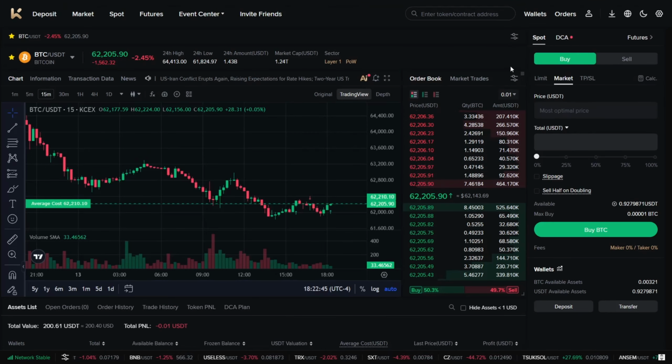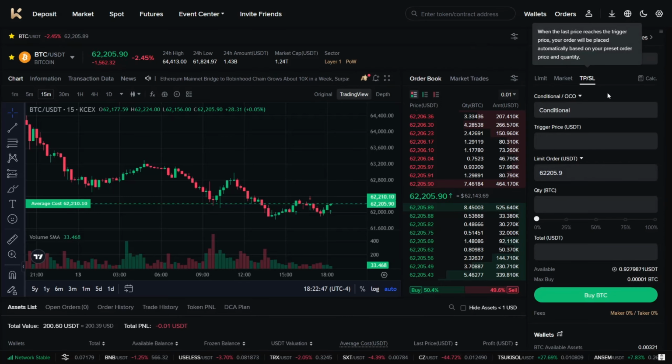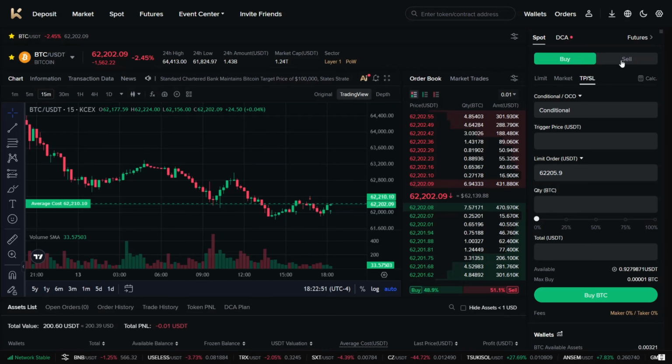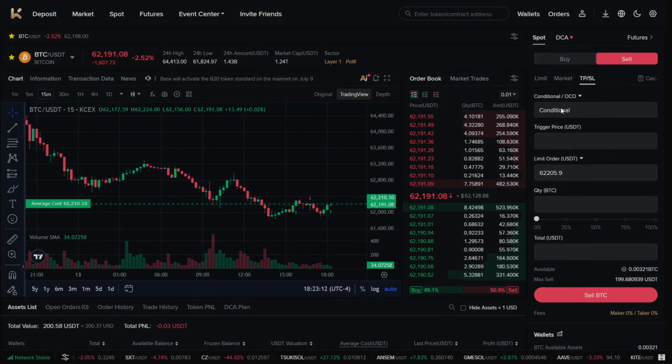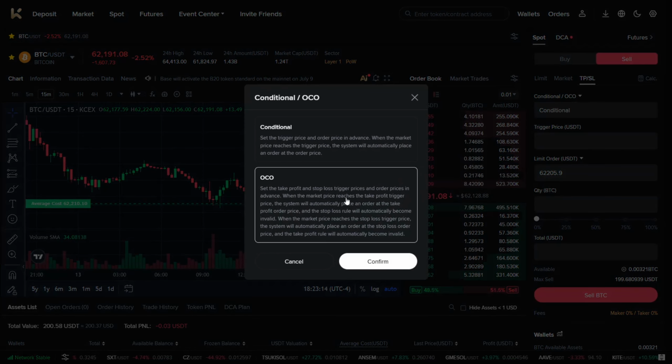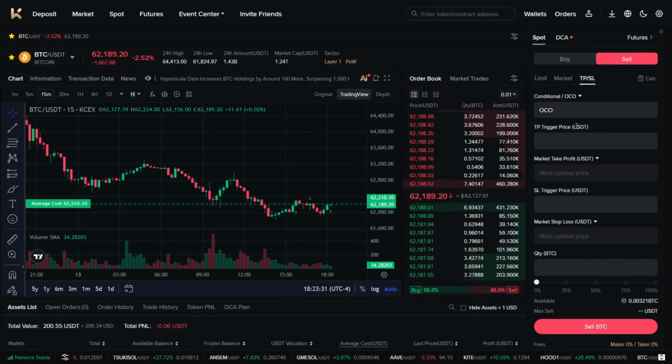So we're just going to scroll back up, click on TPSL. We're going to switch from buy to sell, and we're going to switch from conditional to OCO. This will allow us to set a take profit and a stop loss order at the same time.